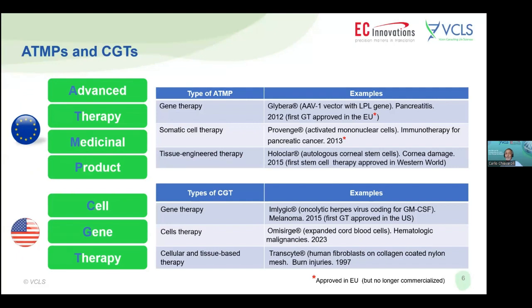So those of you based outside Europe or the US might not be aware of the terminology used in these regions. The ATMP denomination is used in Europe. This acronym stands for Advanced Therapy Medicinal Product. The reason is probably because this kind of product is considered superior or first class when compared to other medicinal products.